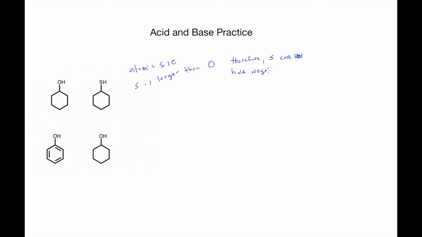So sulfur can hold that negative charge much easier. And so therefore, if that is the case, it's basically going to be more stable. And so the sulfur in this case, the SH there, where the H is our acidic proton, is going to be more acidic because the sulfur here is more stable as the conjugate base. So the difference between the two is basically atomic size. Sulfur can kind of handle that negative charge a little bit better.